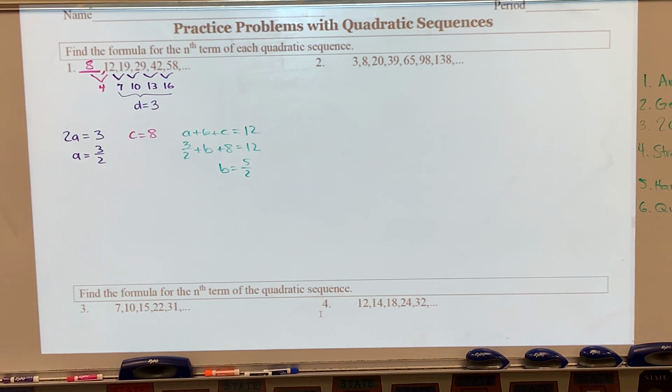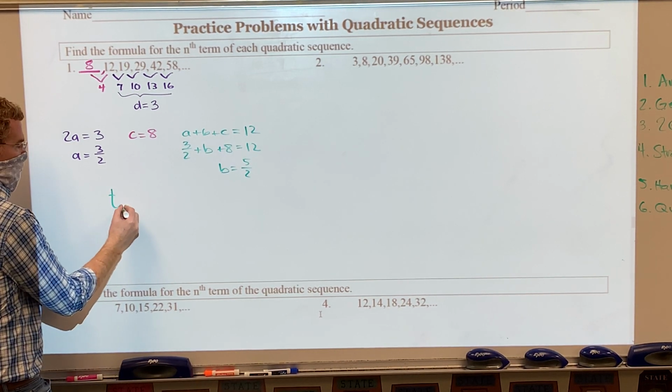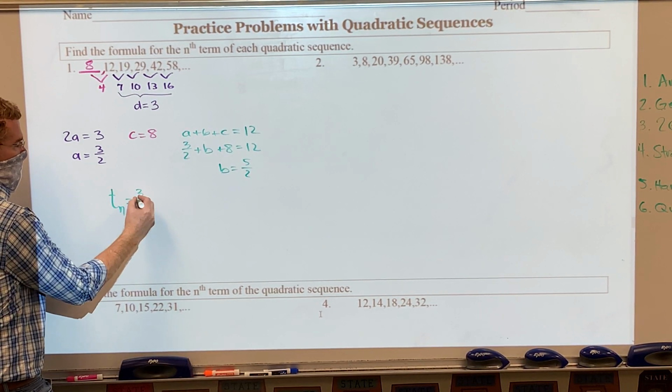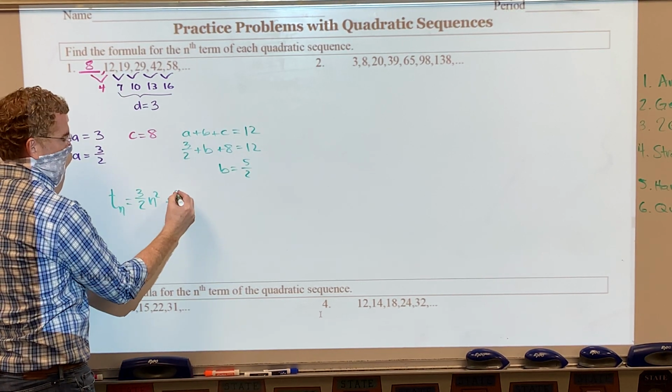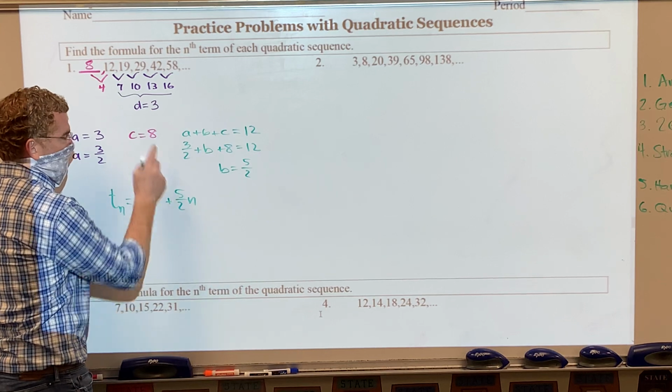Right? I got my A, B, C. Find the formula. The formula for the nth term is A, 3 halves, n squared, plus B, 5 halves, n, plus C.